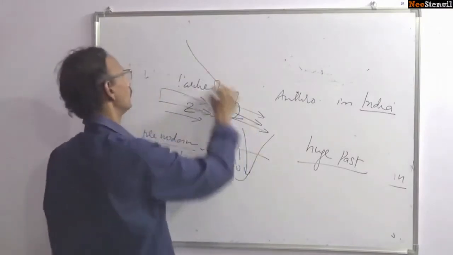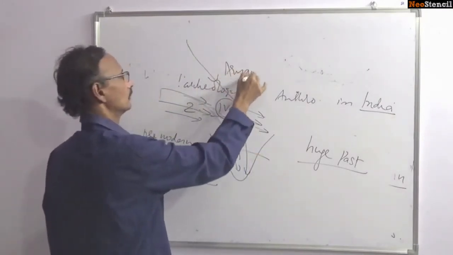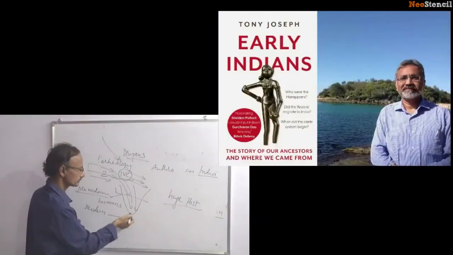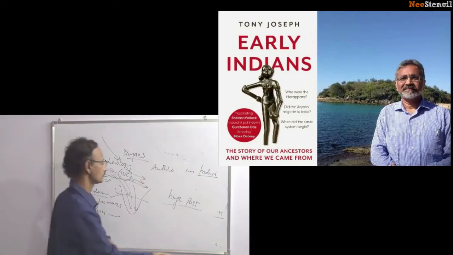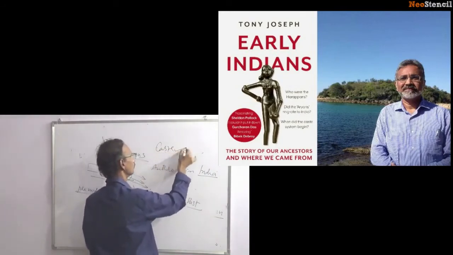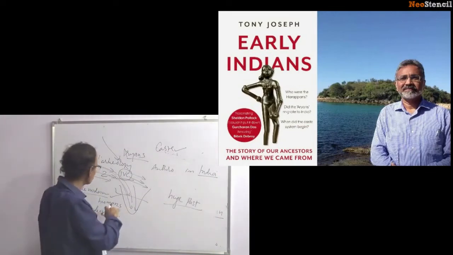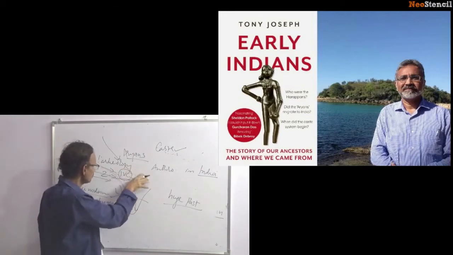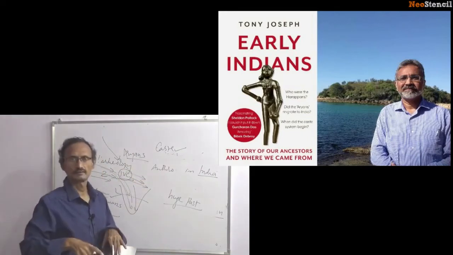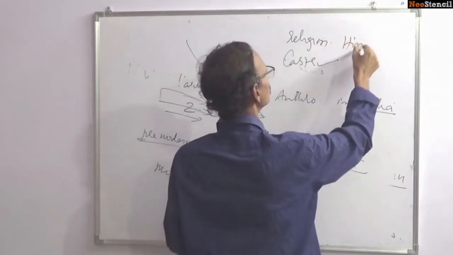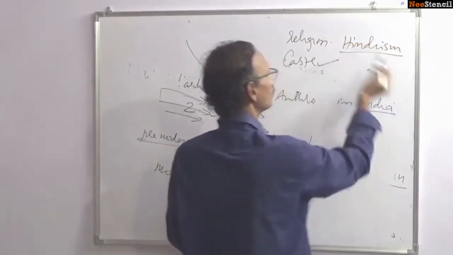And then came Aryans, who mixed with Harappans and South Indians. And out of that the caste system came. And then, as an interface between Harappans, Aryans and others, different religious practices came. Religion, Hinduism, came.